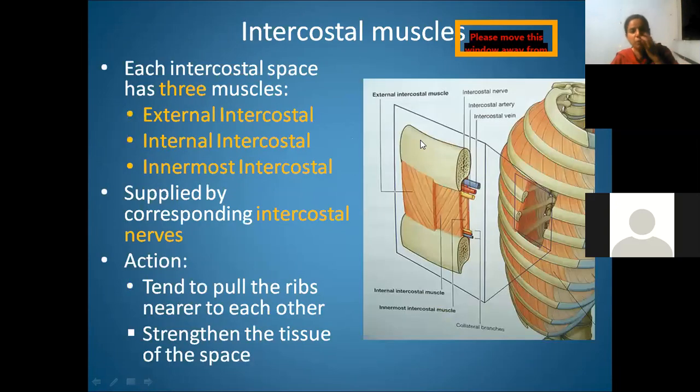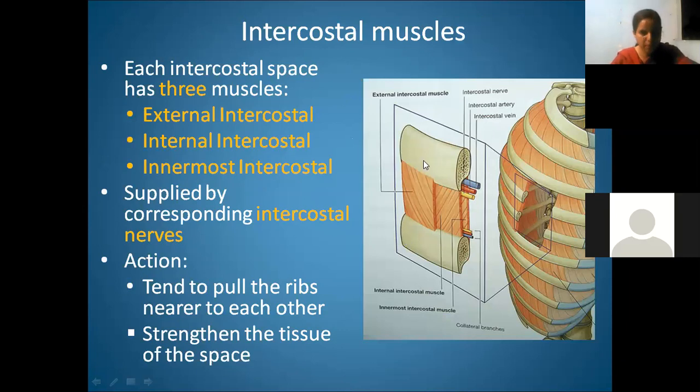Okay. Now when you look at this picture, this is the rib above and this is the rib below. So between the two ribs, in three planes, the one which is outside is external intercostal, the one which is in between is internal intercostal, and the one which is innermost is the innermost intercostal muscle. They are supplied by these nerves which you are finding close by. These are the intercostal nerves.